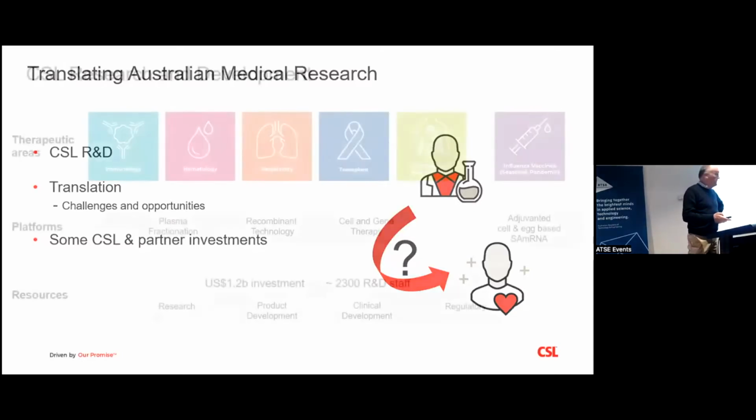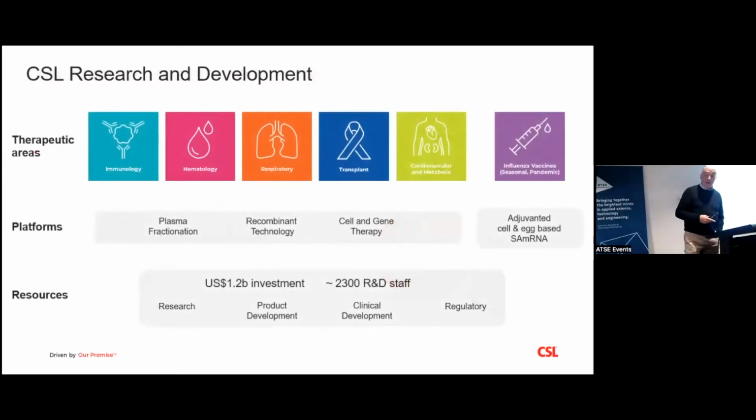But just in terms of CSL research and development, it has changed a lot over the last, probably 15 to 20 years. From a company that was primarily technology driven, we were able to collect plasma, we were able to fractionate plasma to medicines. So the therapeutic areas we're interested in really related to what it was we could get out of plasma. And of course, we made influenza vaccine as well. And that's really transitioned over the last decade to a company that has specific therapeutic area focus and strategies that are aligned to those therapeutic areas.